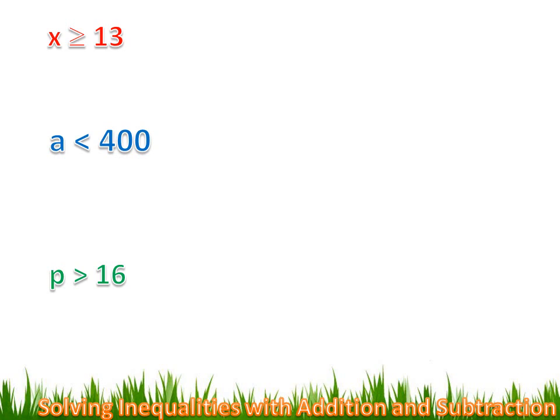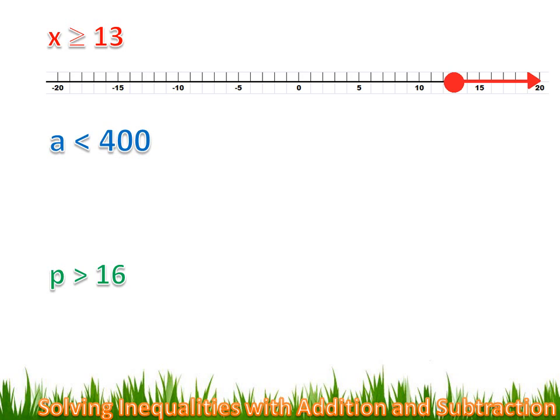So let's start with a simple number line graphing, and we'll start with X is greater than or equal to 13. If I want to graph that on a number line, what I'm going to do is draw a circle at 13, and I'm going to fill it in, and then I'm going to draw an arrow in the direction of numbers that are greater than 13, and that symbol then represents X is greater than or equal to 13.